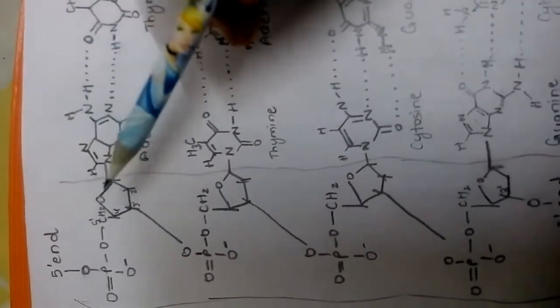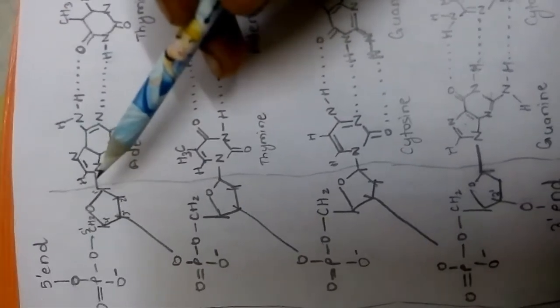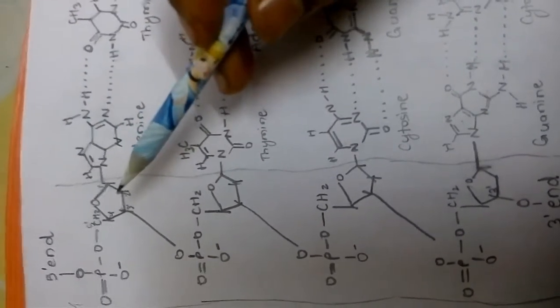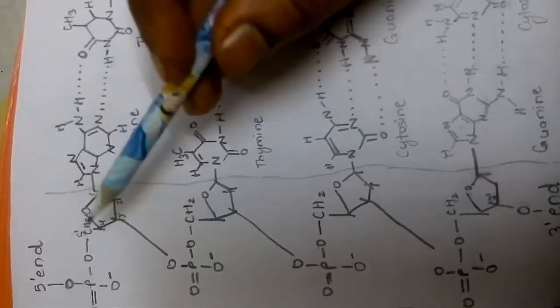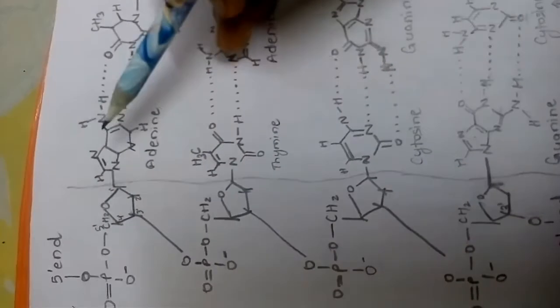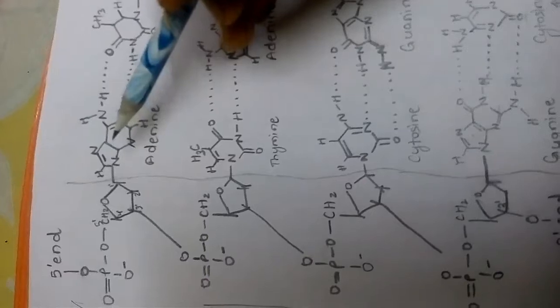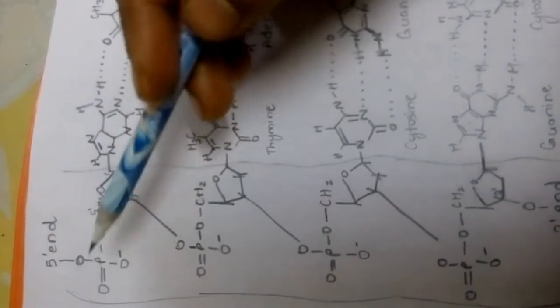So let's see first what is a nucleotide. A nucleotide has three parts. One is the deoxyribose sugar, another a nitrogenous base, and third a phosphate group.